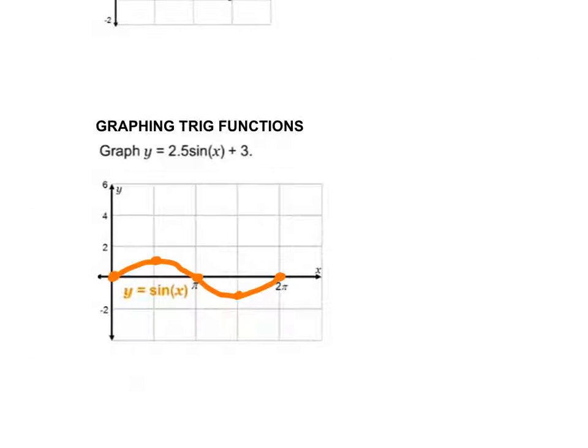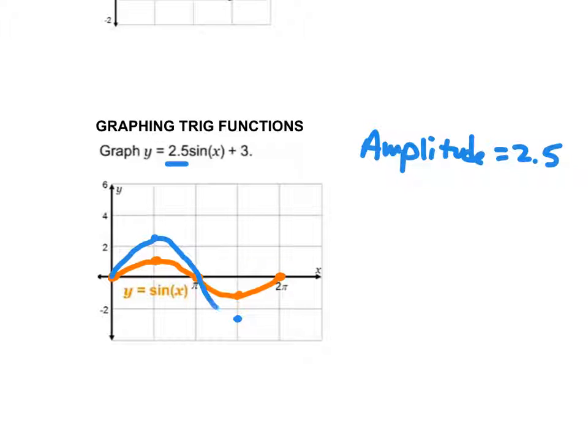Then the next thing I want to do is apply my amplitude, which is 2.5. That's going to stretch these points, your maximums and minimums, to 2.5, and that's going to affect the graph that way. You're still going to have 0, 0, you're still going to have pi, and you're still going to have 2 pi. Okay? But the next thing I want to do is take all these points and translate them up 3 units.